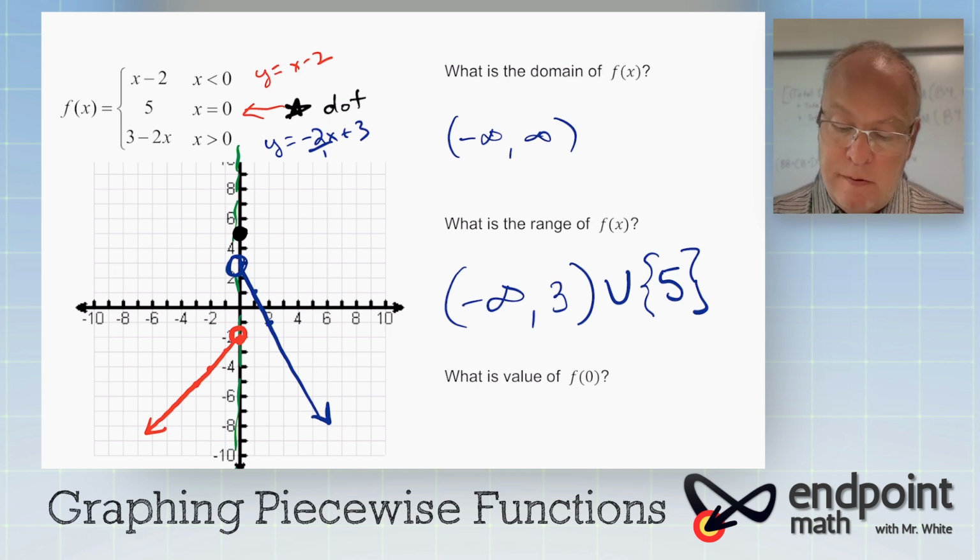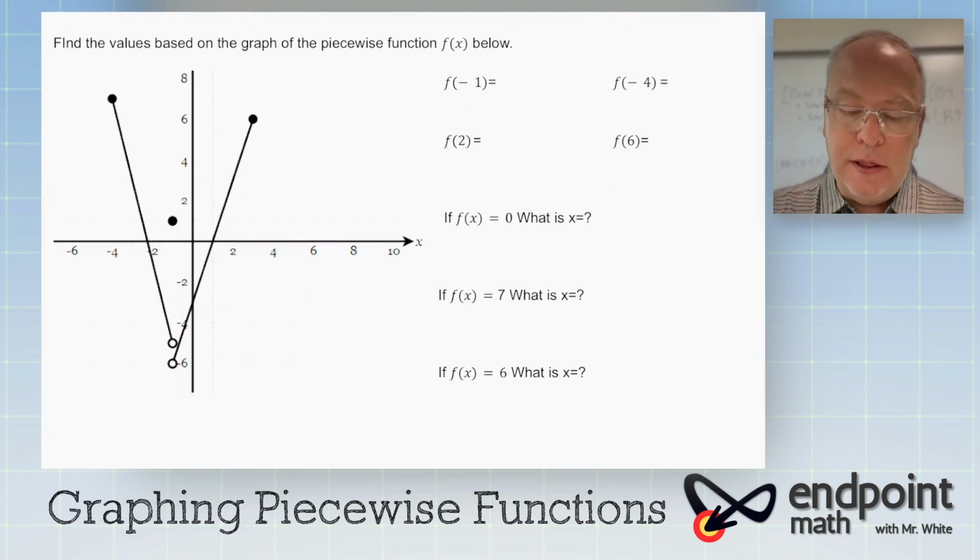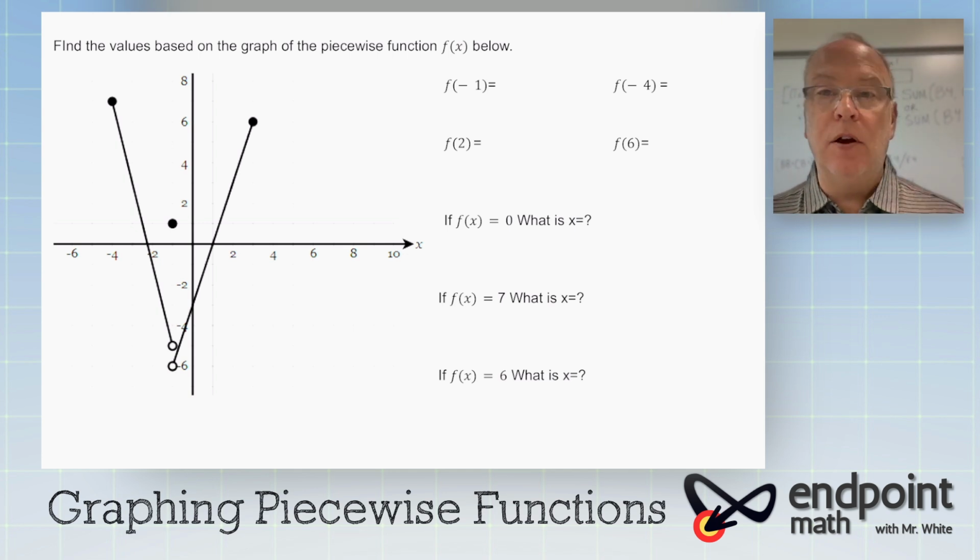What is the value of f of 0? It would be 5. That was easy. Okay, so let's look at this. We're almost done with this video with plenty of time. Oh my goodness, more quickly than I thought.